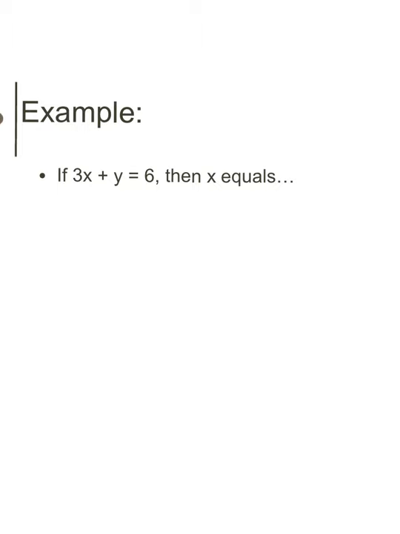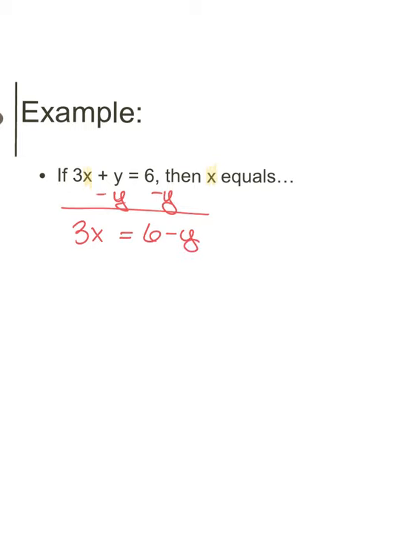So if we look at this first one, it says, if 3x plus y equals 6, then x equals, which means the x here is what we want by itself. So the first thing that we're going to do is use addition or subtraction. So here, in order to get the x by itself, I'm going to minus y from each side. So if I minus y here and minus y here, I'm left with 3x equals, I cannot combine 6 minus y, so I'm going to write it as 6 minus y.